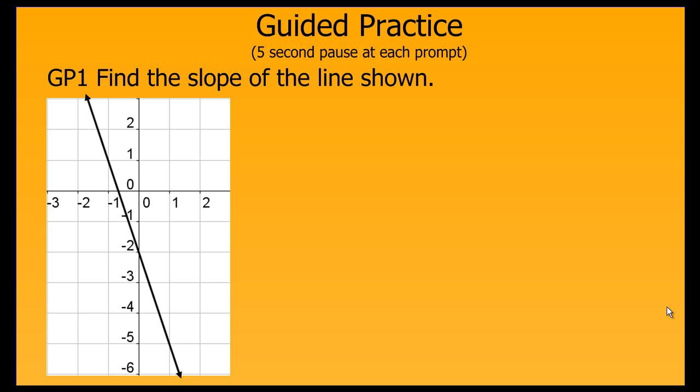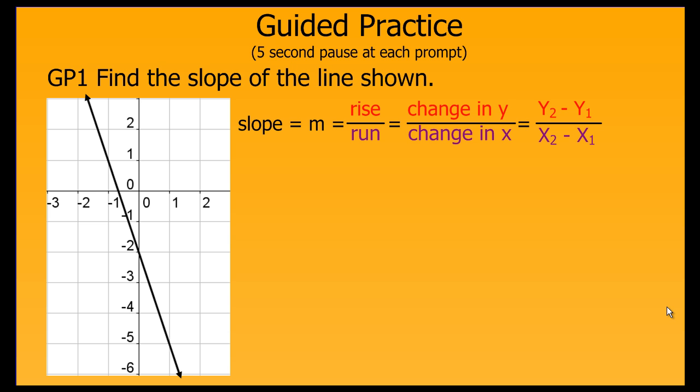So, for this problem, our first question is, what are we trying to do here? What we're trying to do is figure out the slope from the graph of this line. Your next question is, how do we do that? First, we need to think about what slope means. It's our rise over run, or our change in y over our change in x.